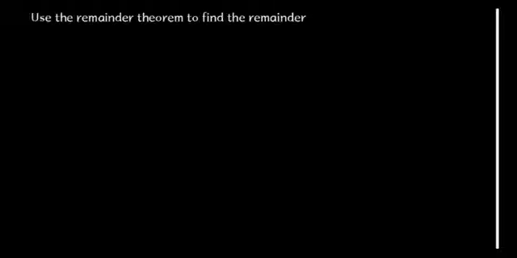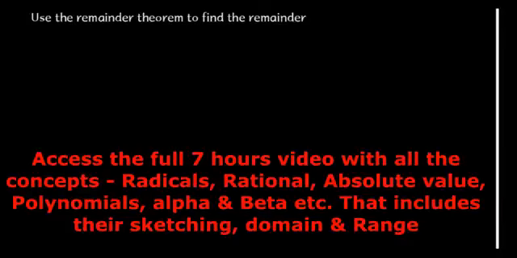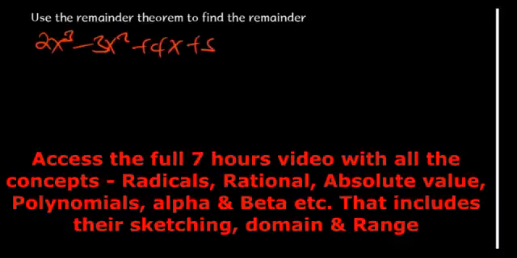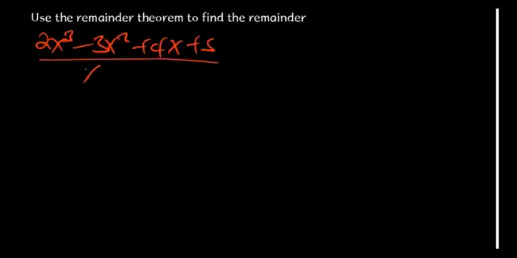Now let's talk about how to use the remainder theorem to find the remainder. I have two questions with me. The first question is saying 2x to the power 3 minus 3x squared plus 4x plus 5. Then they're saying if it is divisible by this.